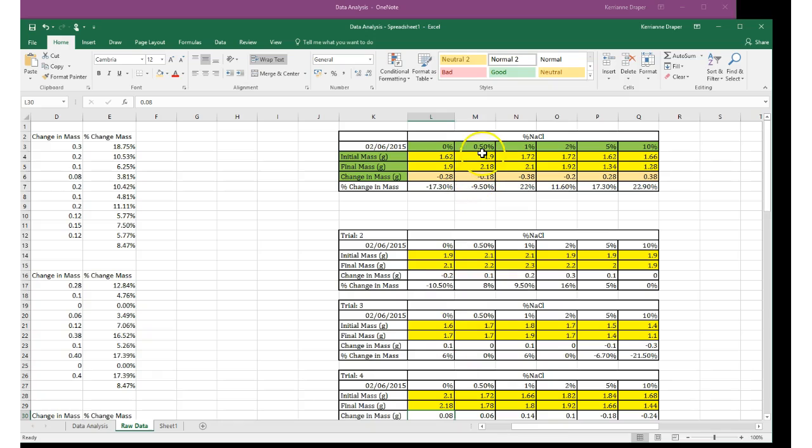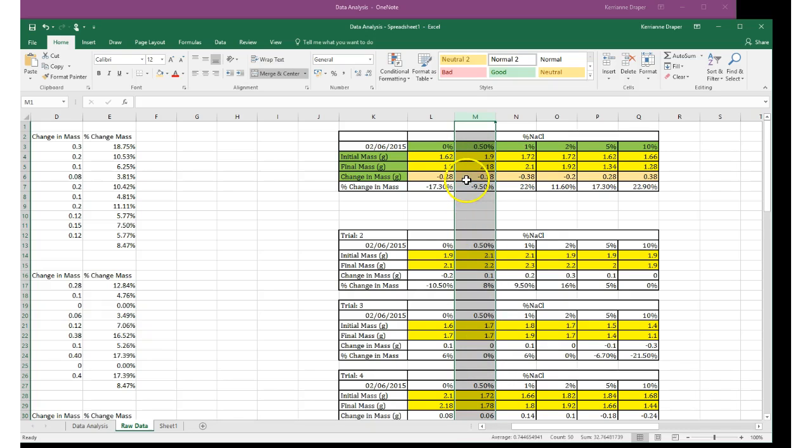Have a look at the next one here for 0.5. First time it went down by 0.18, then it went up by 0.1. Then it didn't change in mass at all. Then it increased by 0.06. This one here, where they had multiple trials of 0.5, they actually had a huge amount of variability in their data compared to the 0% solution. In other words, they weren't able to repeat this experiment over and over again exactly the same. There's a lot of error in there.